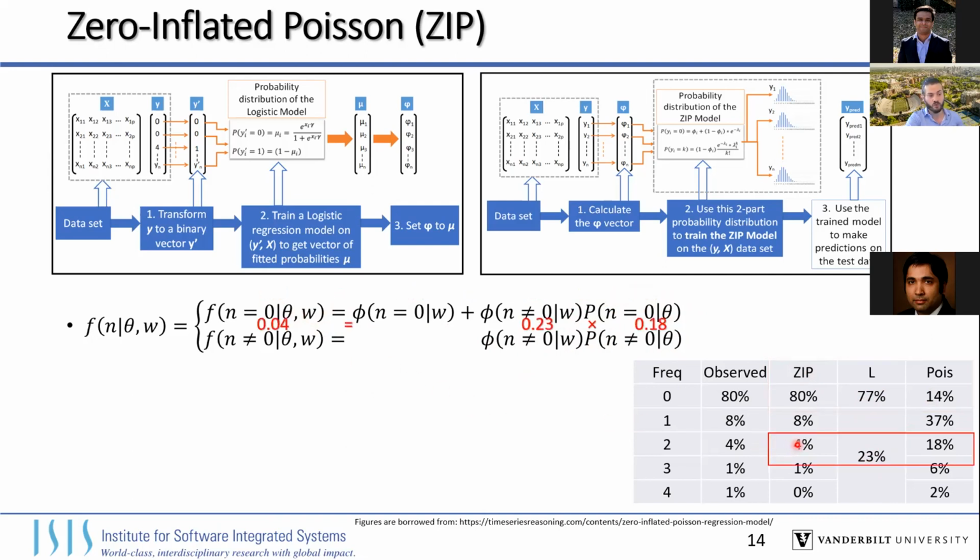And for example, for calculating the rate 2, so I know 23% of the time it's not 0, and from that 23% of the time, 18% of the time is 2. So the multiplication gives us this 4% here.